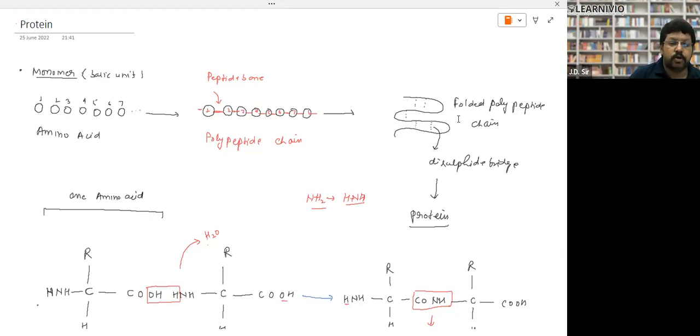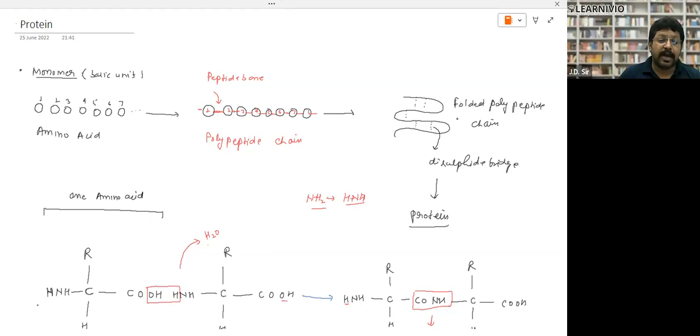So the basic unit of protein, try to understand, and you have to note down each and everything this way. Look, the basic unit of protein is amino acid. So we can say the monomer of protein is amino acid. Every protein is made up of small molecules, and those small molecules or basic units are amino acids.